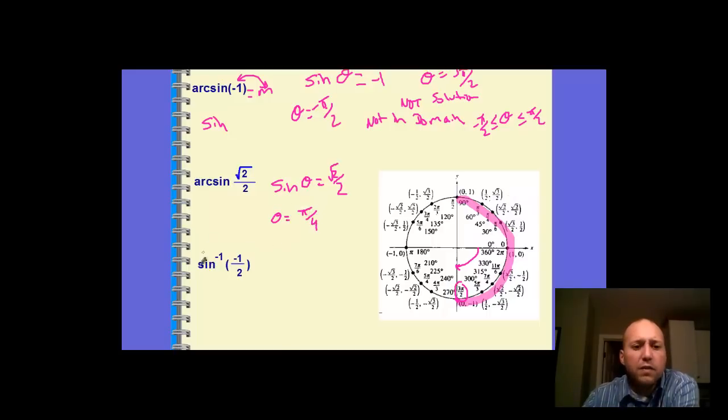And then the inverse sine, so this is the same thing as the arc sine, of negative 1/2. So it's saying sine of some angle is equal to negative 1/2. And so that's going to be down here at negative pi sixths. And so you have to stay within this range. You have to use the positive and negative angles between negative pi halves and pi halves.